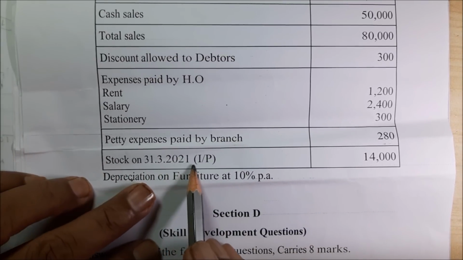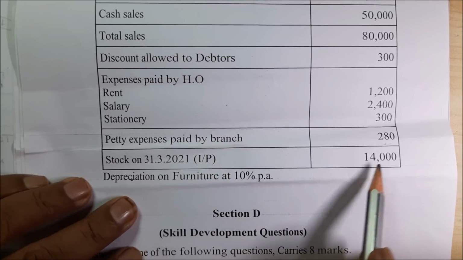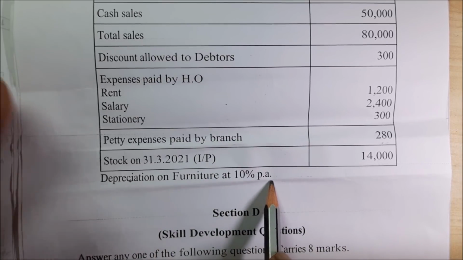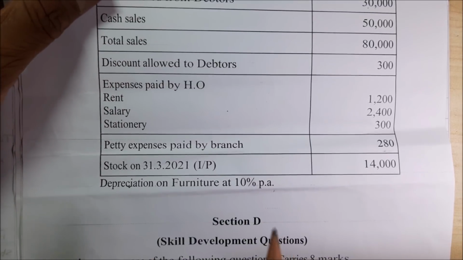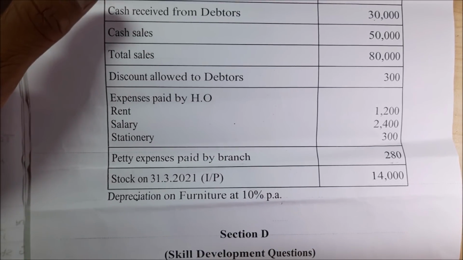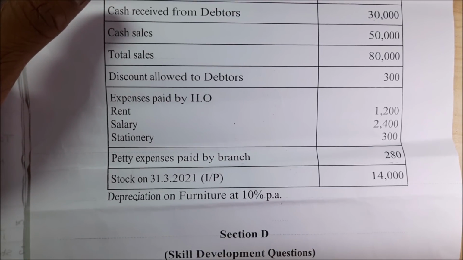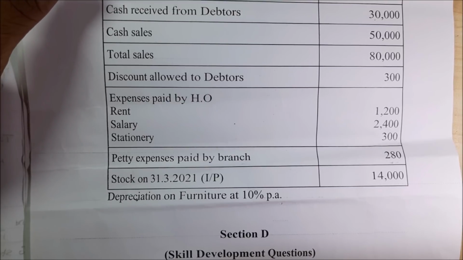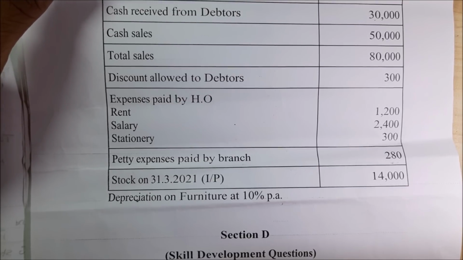Stock on 31/3/21, invoice price 14,000. Depreciation on furniture at 10% per annum. Very simple. Whenever IP is given, remember students, you have to write on the opposite side the reserve account. Wherever IP is there, the effective transaction must be given. What is that? You are supposed to exclude the profit. That's all.